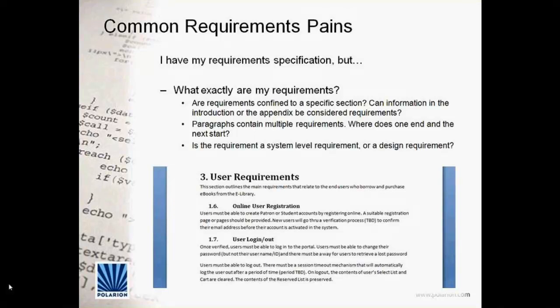And lastly, what kind of requirement are these? Oftentimes, requirement specifications are broken up into system requirement specifications, design specifications, and so forth, but that's not necessarily the case all the time. In this example, users being able to create an account is really a system-level requirement, or a very high-level requirement, whereas a suitable registration page which should be provided is a little bit lower level. This is something that really supports that first requirement. So how do I really know where my requirements begin and end, what's related to another, and where they're really contained?